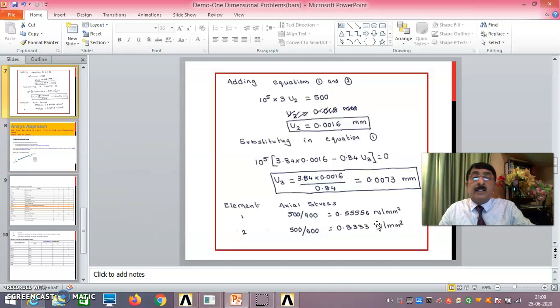U1 is at the support, so U1 is 0. U2 you got as 0.0016, and U3 as 0.0073. The axial stress for the first element, steel, is 0.5556 Newton per millimeter square, and for aluminum it is 0.833 Newton per millimeter square. These are all the things you have got, and they have to be verified using ANSYS release 14.